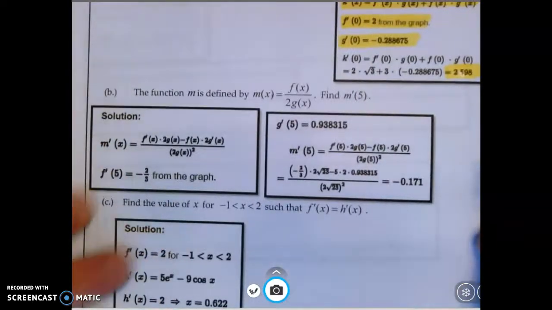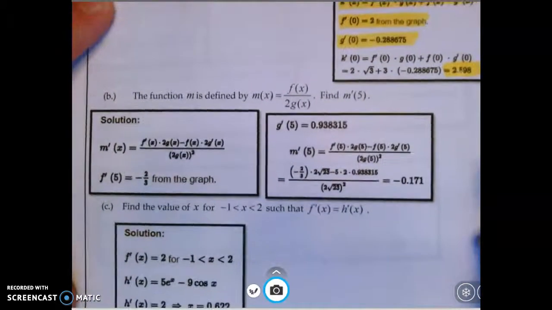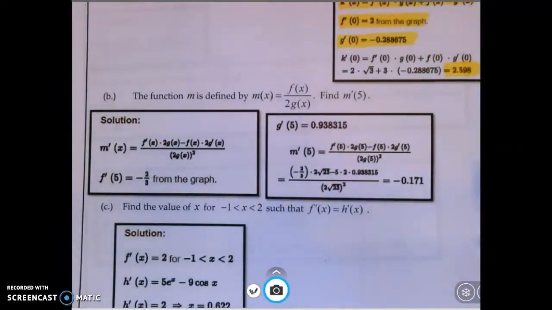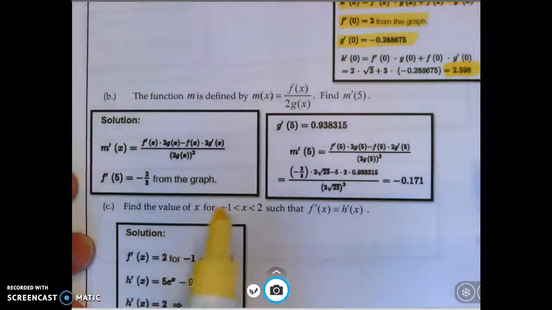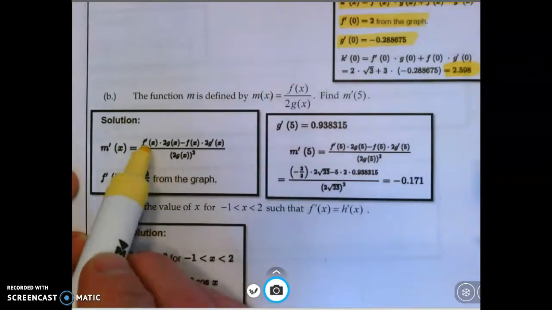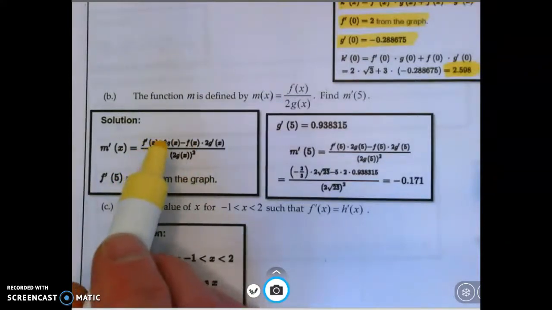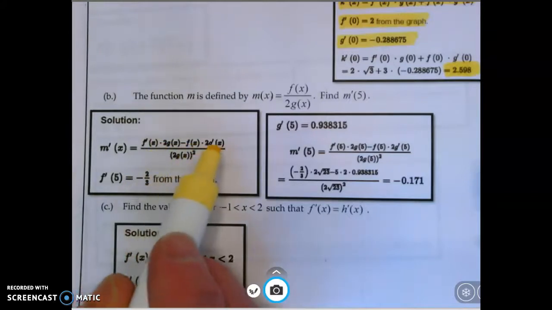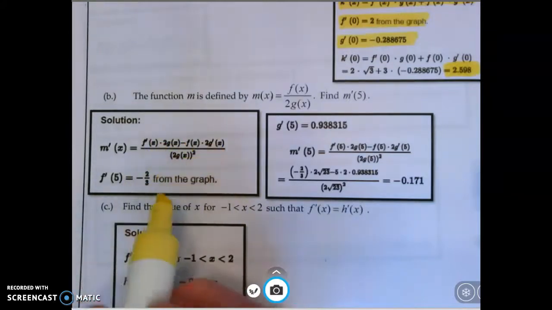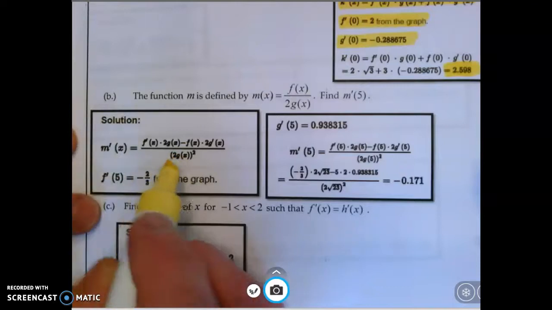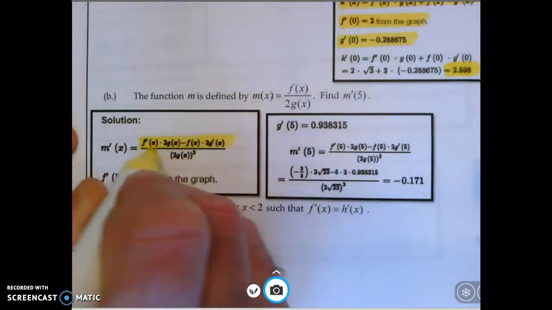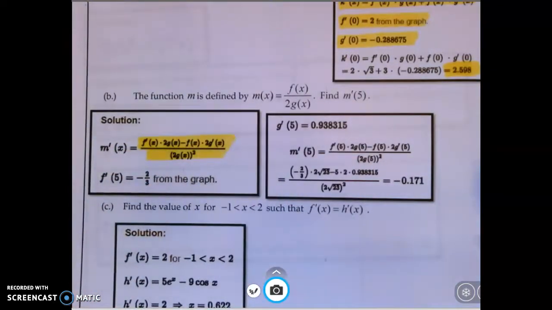Okay, the next 2 problems. Part B talks about m being defined as m of x equals f of x over 2g of x. Find m prime of 5, the exact same problem, except instead of doing the product rule, we're doing the quotient rule. The derivative of the first, normal second, that includes the 2, minus the derivative of the second, which is 2g prime, normal first, all over the second squared. Notice the 2 is inside the parentheses. Then from here, we evaluate this at 5, m prime of 5.